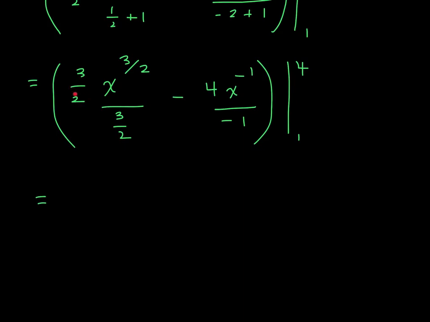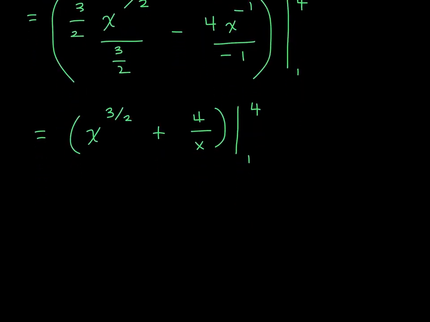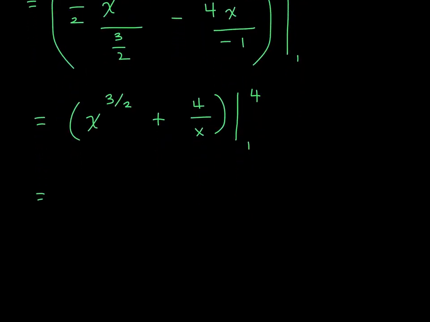This 3 halves here will divide out with this 3 halves here, and you're left with just x to the 3 halves plus, right, because of the two negative signs there, 4 over x. So there's an antiderivative, and that's being evaluated from 1 to 4. Cool. I think we're ready now. So then this is equal to 4 raised to the power of 3 halves plus 4 over 4 minus 1 raised to the 3 halves plus 4 over 1.